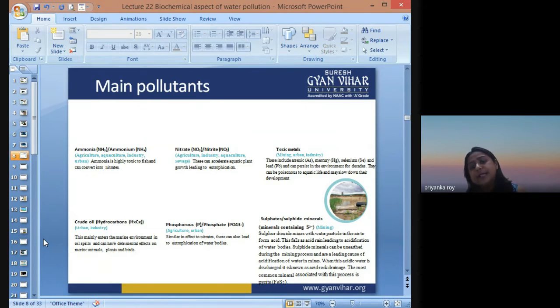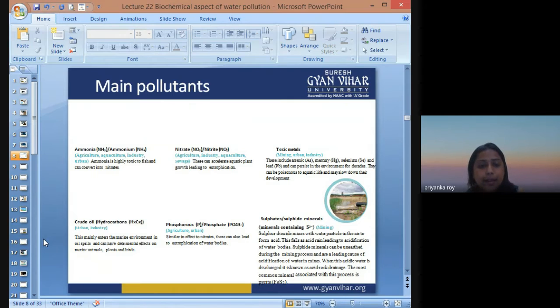Now, phosphorus or phosphate, which comes out from agriculture and urban waste, has a similar effect to that of nitrate, and this can also lead to eutrophication of water bodies. So, crude oil or any other hydrocarbon can also be very harmful for the environment. They are basically coming from urban sectors and industries.